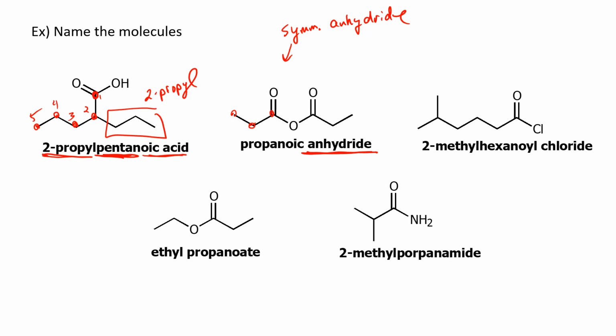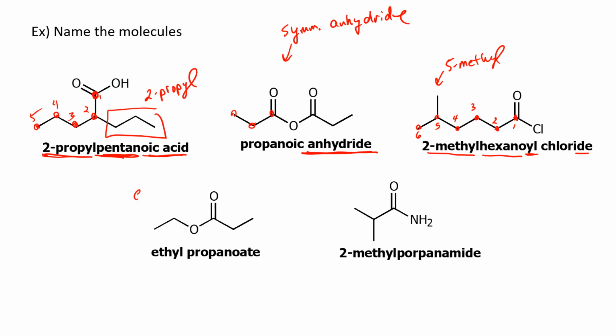For the next one, this is an acid halide. So 1, 2, 3, 4, 5, 6 carbons in our chain. I've got a 5-methyl. And we change the ic to yl, and the halogen gets an ide. So we have a 2-methylhexanoyl chloride.